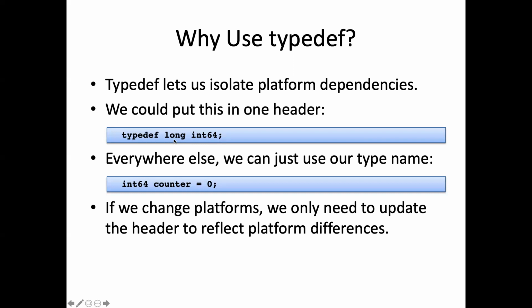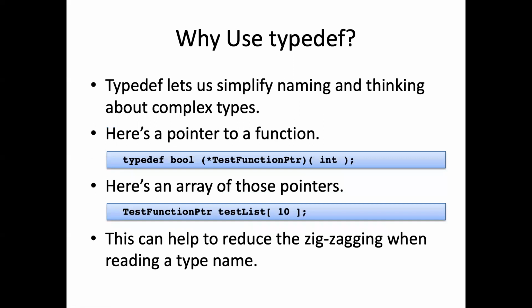Like if I had to switch it to int or long or something like that, I only have to change this one line of code to fix that type name. For function pointers, this is kind of handy because it lets you give a short name to a complicated type. You remember in our previous lecture, we worked with a test function, and it was a pointer to a function that took an int and returned bool. Here I'm using typedef to give a short name for that kind of pointer.